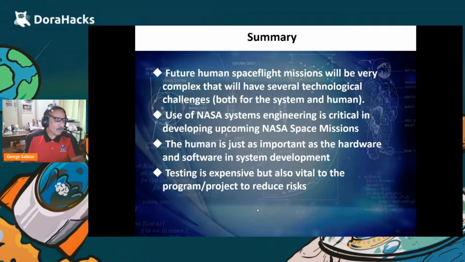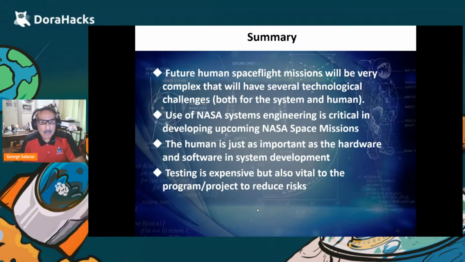So, in summary, future human spaceflight missions are going to be complex, no question about that, both including the system and the human. And the NASA systems engineering process is critical for developing upcoming space missions, like, for example, Artemis, that's basically the proving ground that eventually will take us to Mars. And then the human is just as important as the hardware and software.